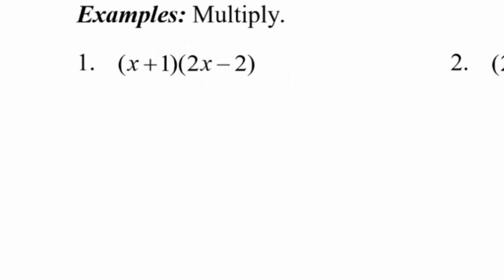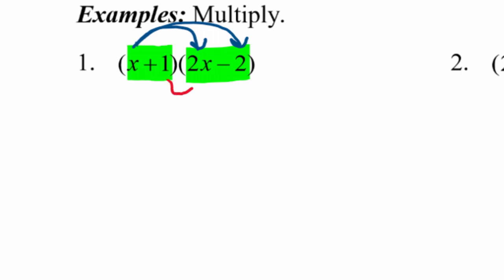Now, when we multiply binomials, because that's what we have here, we have a binomial x plus 1 being multiplied times a binomial 2x minus 2, then we're going to use that distributive property twice. We're going to take the x from the first term and distribute it times both of the terms in the second parentheses, and then we're going to take the 1 from the first binomial and distribute it times both of the terms in the second parentheses. So this is what we get.